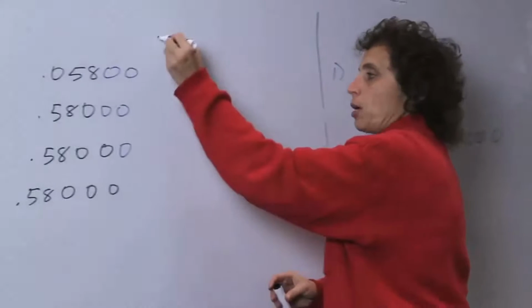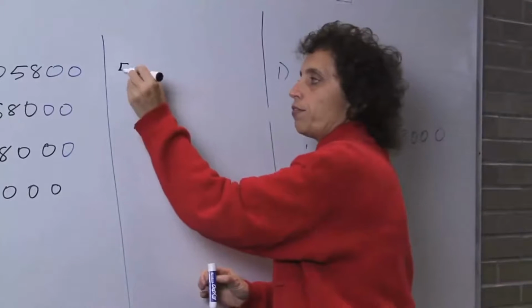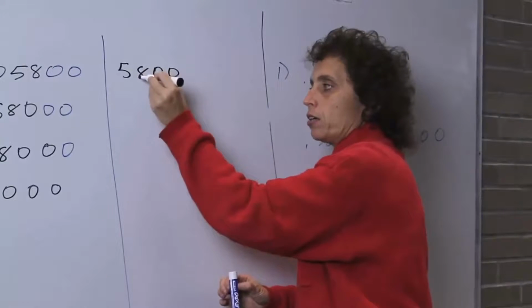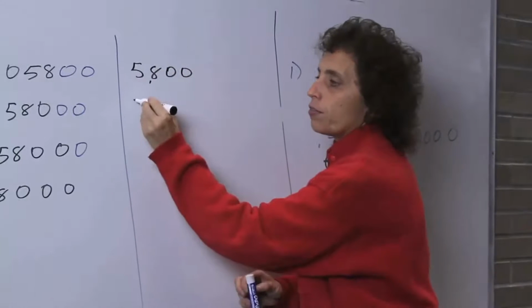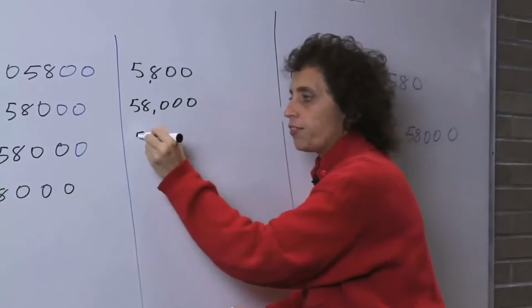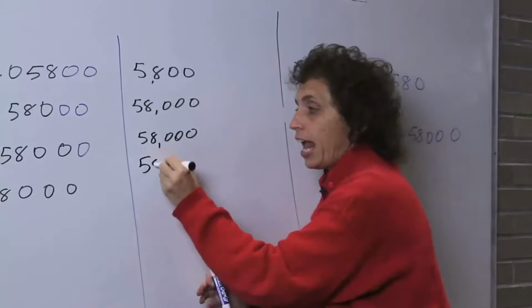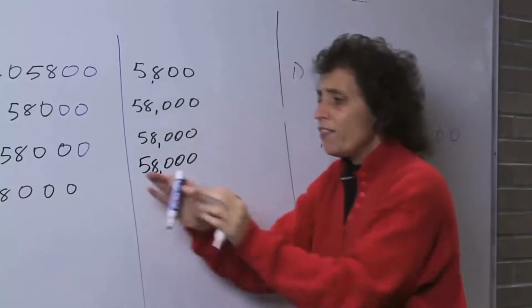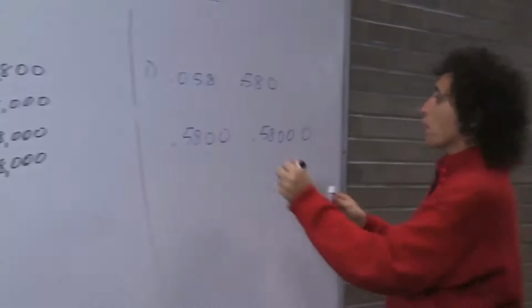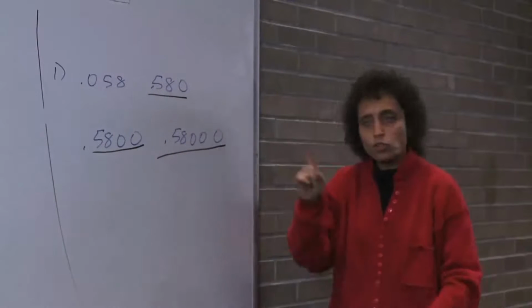Okay, now let's compare the numbers as if they didn't have a decimal. So this is the number 5,800. Okay, this is the number 58,000. This is the number 58,000. This is the number 58,000. So even though they looked different, we now know that this is the same as this, which is the same as this.